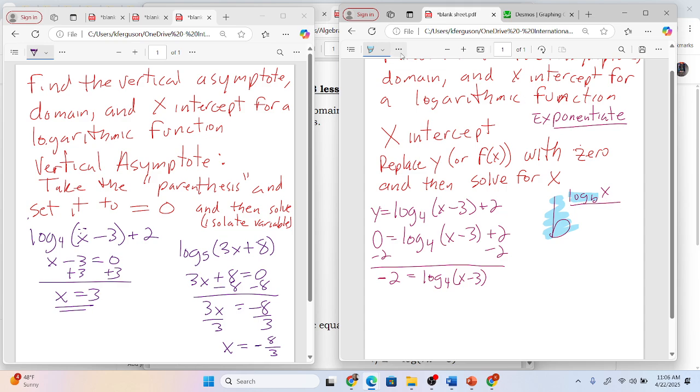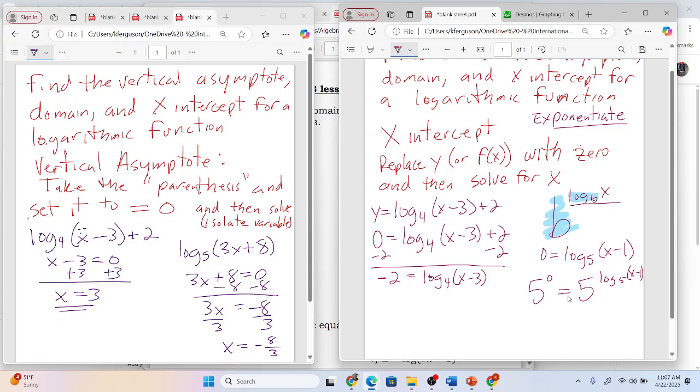Now that sounds complicated and it looks complicated, but it's not. For instance, if I said I've got 0 equals log base 5 of x minus 1, and I need to get to that x, what I'm going to do is take both sides of my equation and exponentiate. So I'm going to make both sides an exponent of 5. Then that's going to be 5 to the 0 over here, and then I'm going to have 5 to the log base 5 of x minus 1.